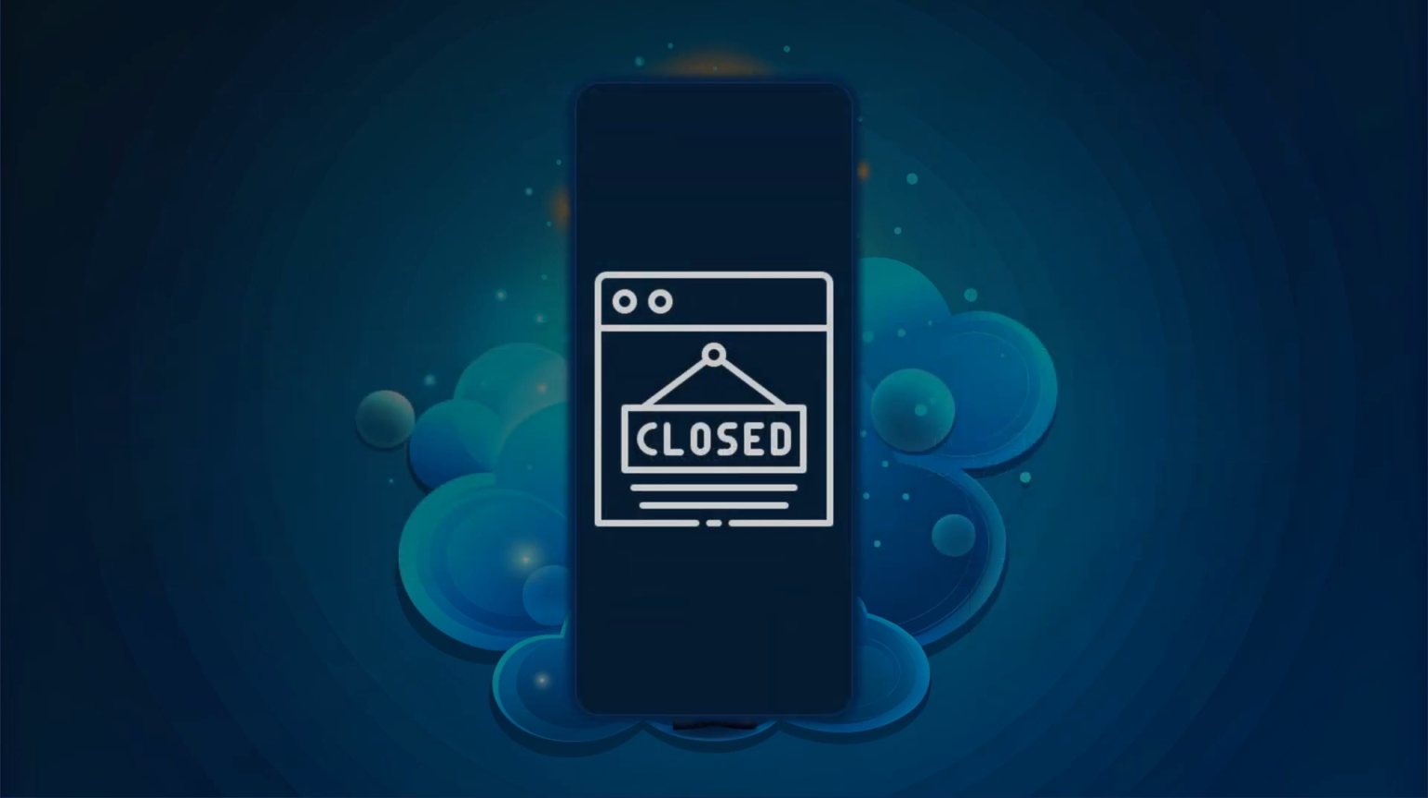Closure. The closure phase marks the end of the project. It involves finalizing all project activities, documenting lessons learned, and transitioning project deliverables to the appropriate stakeholders. The key activities in the closure phase include conducting project reviews, evaluating the project's overall performance, identifying successes and areas for improvement.